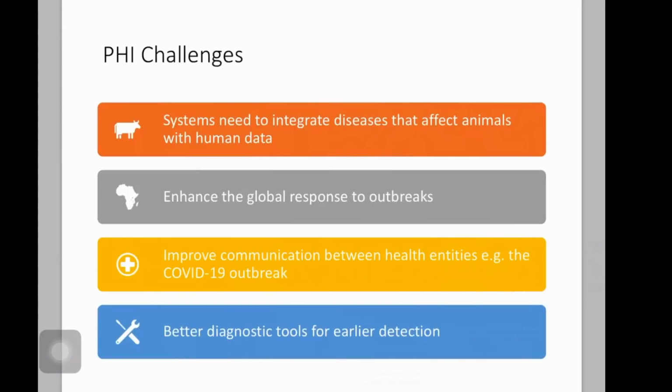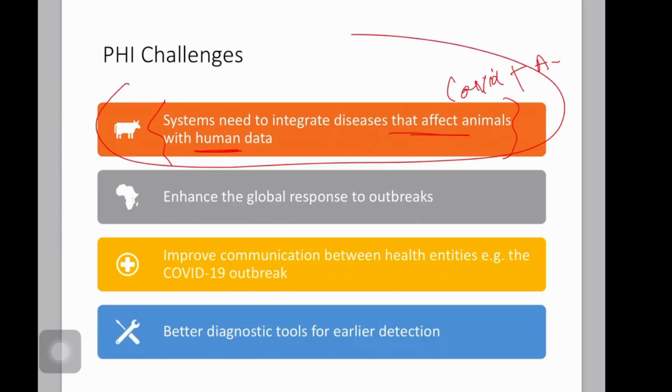Now, challenges. There are a couple of challenges involved with public health informatics. One is that these systems need to integrate data on diseases that affect animals with human data. This is an area which is not pretty much explored. Consider COVID in humans and its effects on animals; people are still looking for the root cause of where COVID started. Did it come from animal to human, or human to animal? As we don't have this integrated data, this needs to be looked at. This is one challenge.